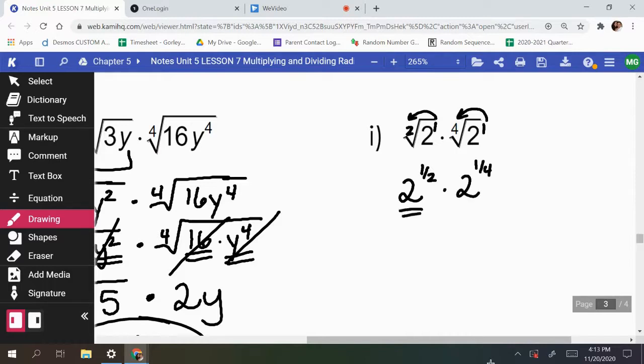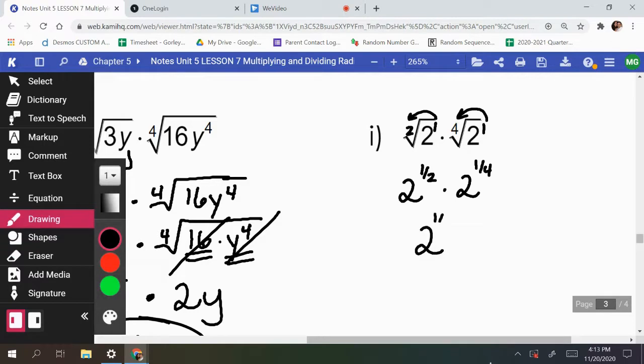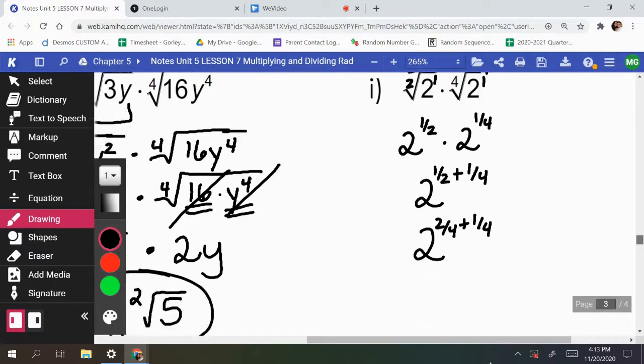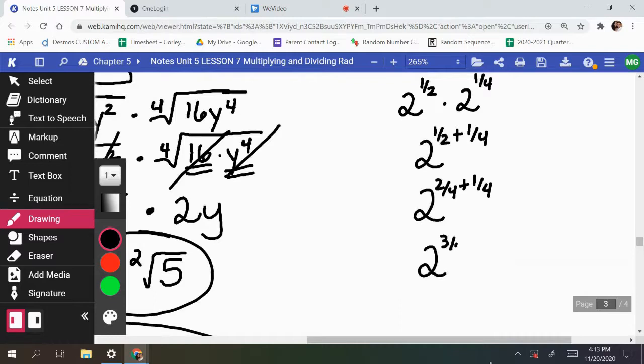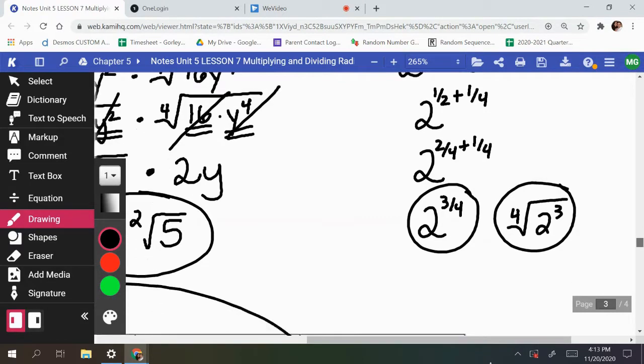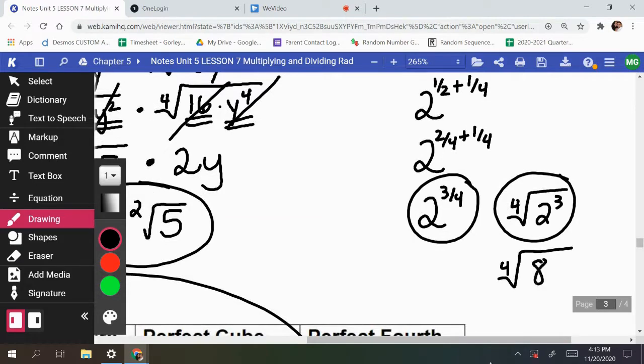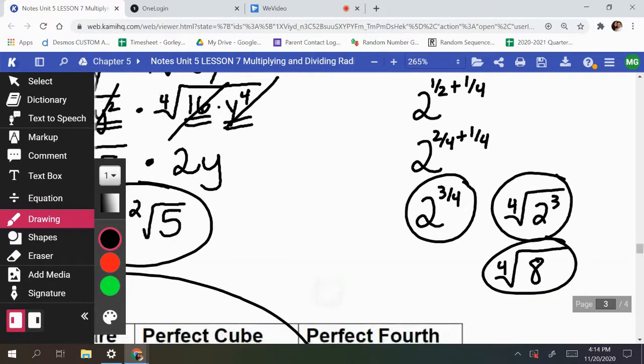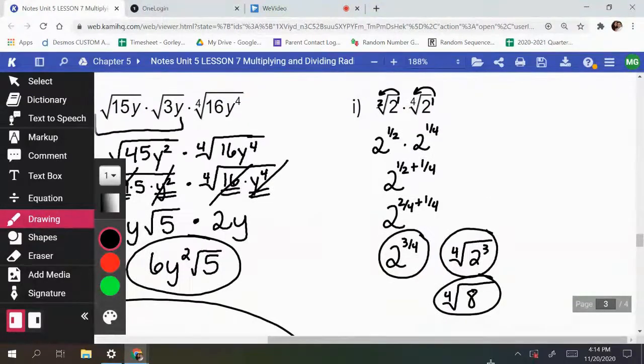And now that we have like bases, when we multiply, we can add those exponents. So I'm going to keep the base the same, and I'm going to add the exponents. 1/2 plus 1/4. 1/2 is the same thing as 2/4. So we'll have 2/4 plus 1/4. So we end up with 2 to the 3/4. Okay, or if you want to write it as the fourth root of 2 cubed, you could write it like that. Or if you want to write it as the fourth root of 8, since that's what 2 cubed is, you can write it like that. Okay, but that's our workaround. And I would make a big star that this is a trick if your index is not the same.